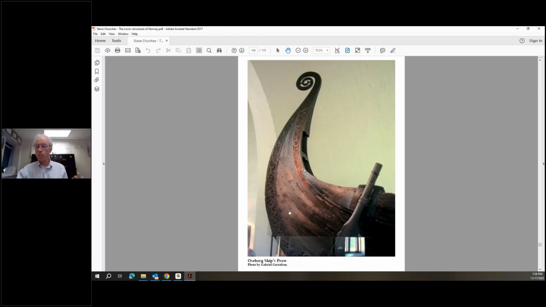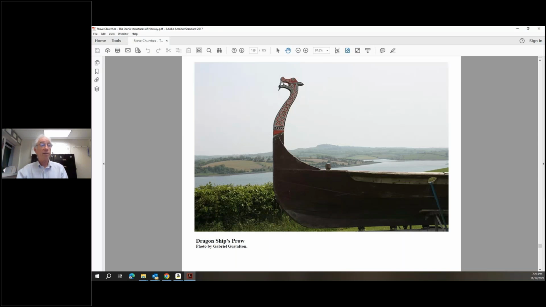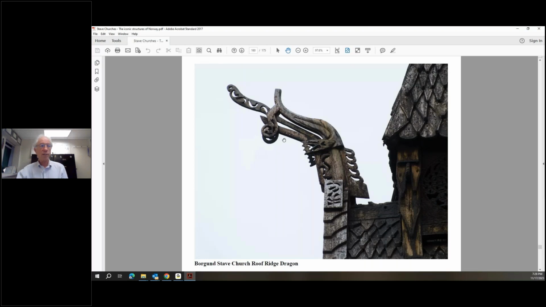So on the exterior of these buildings, you'll see very frequently that they've taken decoration elements from the Viking longboats. So we see the Oseberg ship's prow, very decorative. Here's another ship's prow with a dragon head. And where the gable meets the ridge on a lot of the churches, there are these very stylized versions of wood carved dragons.